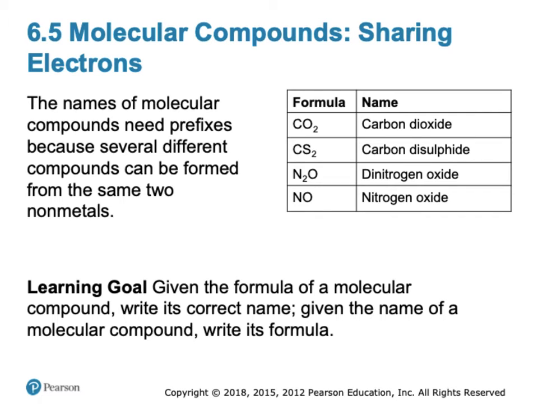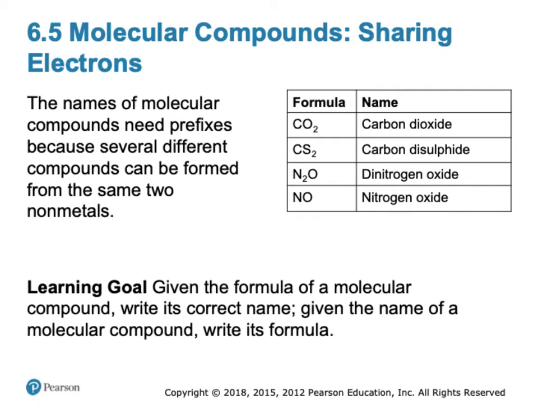So in that last video, I introduced you to that concept of a molecular compound. Those polyatomic ions were compounds that had what's known as a covalent bond, and they came from molecules. In this section, we're going to actually look at what a molecular compound is and what it means. So the learning goal is, given the formula of a molecular compound, to write its correct name, and given the name of a molecular compound, write its formula.